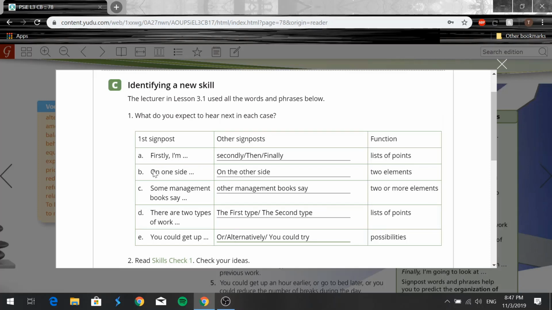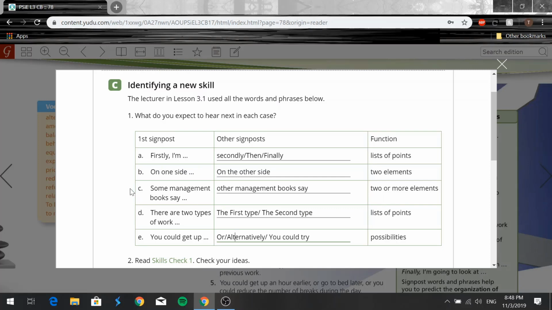Again, the first signpost here is firstly, and I'll keep going. Other signposts related to it are secondly, then, or finally, and its function here is to list different points. Then we have B. On one side, I did this, and on the other side, I did that. And here I'm listing 2 elements. I can't add more, or 2 points. C. Some management books say this, while other management books say to stop working, for example, or to say no to work. Here, I'm perfectly fine with 2 elements, but I can add more.